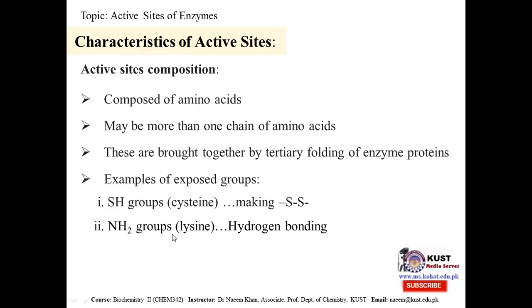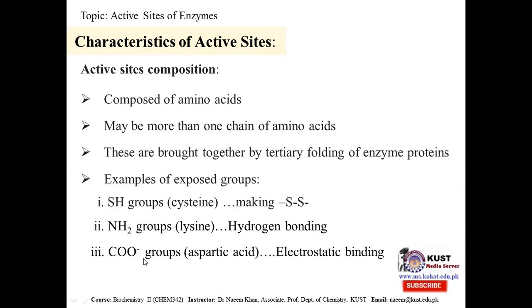Similarly, an amino group may be there at the active site, such as in the case of lysine. If the lysine amino acid is exposed at the active site, the nitrogen is more electronegative and also has a lone pair of electrons, so this can establish a hydrogen bond. If the NH2 group, the amino group of lysine, is exposed at the active site and the substrate comes together, there is the possibility of establishing hydrogen bonding.